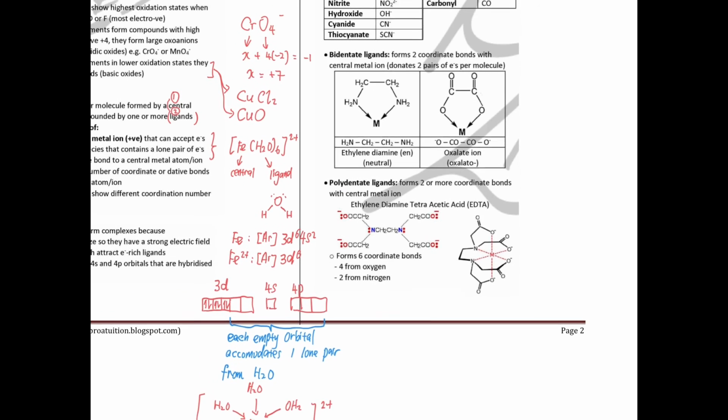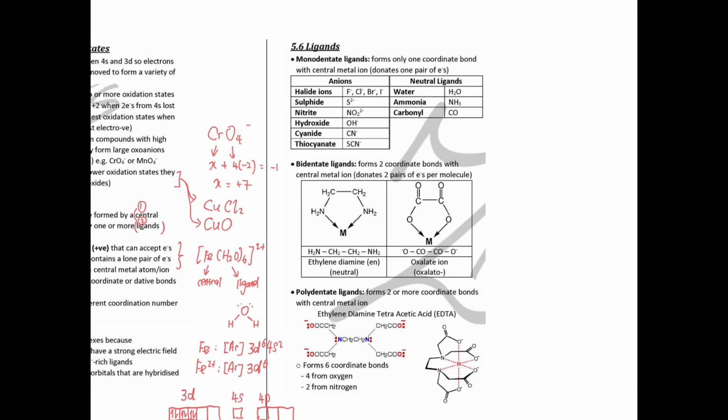This side, 5.6 ligands. So we have monodentate ligands. Mono means one. So what is meant by one here is one coordinate bond. Monodentate ligands form only one coordinate bond with central metal ions. They donate one pair of electrons.